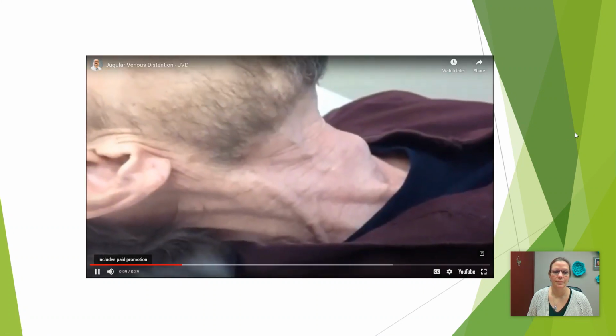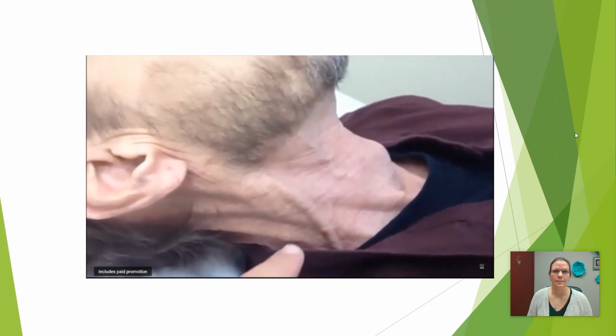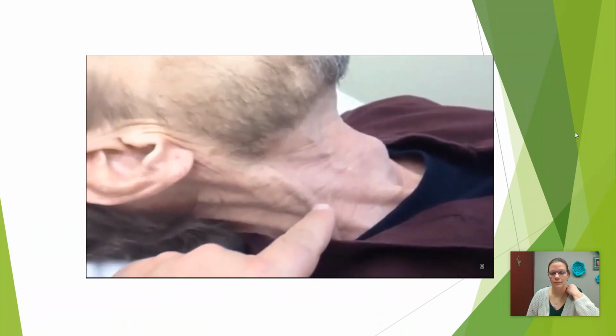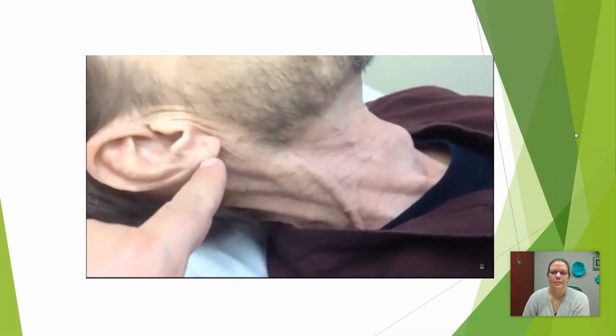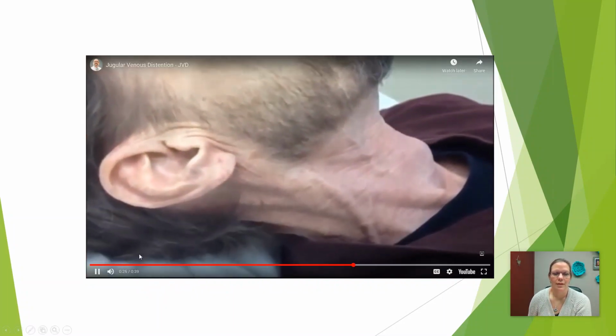This is the difference between an internal jugular vein and an external jugular vein. This is the external jugular vein. It is engorged, but this is the internal jugular vein with the jugular venous distension all the way up to the ear. And that is a sign of wide open tricuspid regurg.